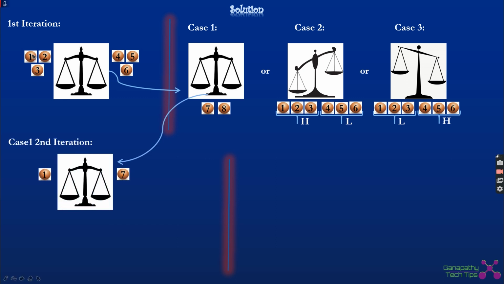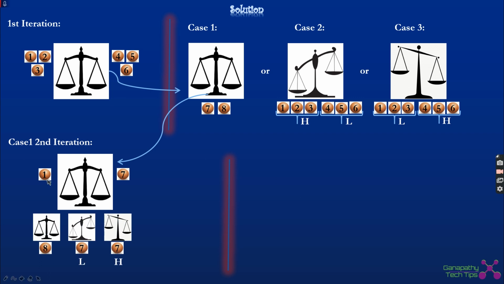I can take one good ball. We know as the result of this outcome, 1, 2, 3, 4, 5, 6 are all good cases for me. So I can take one ball from here, and in this case it is going to be 1. I put 1 on the left side and 7 on the right side. So there are 3 possible outcomes which will happen.